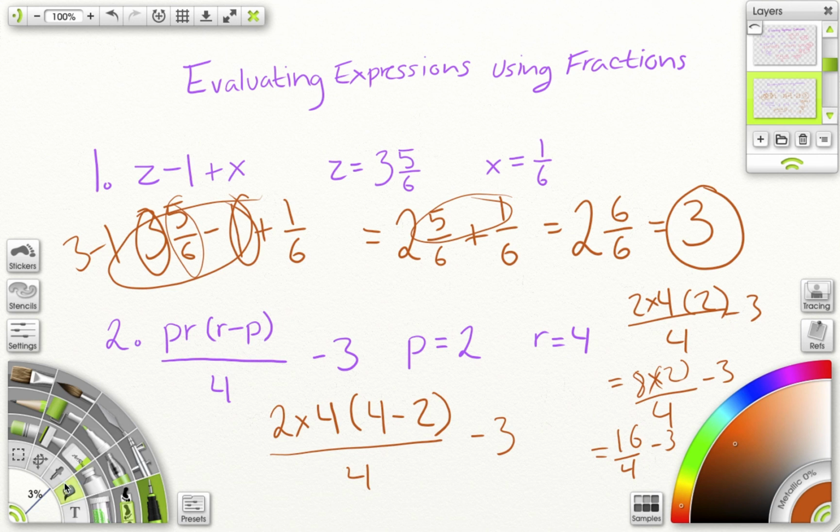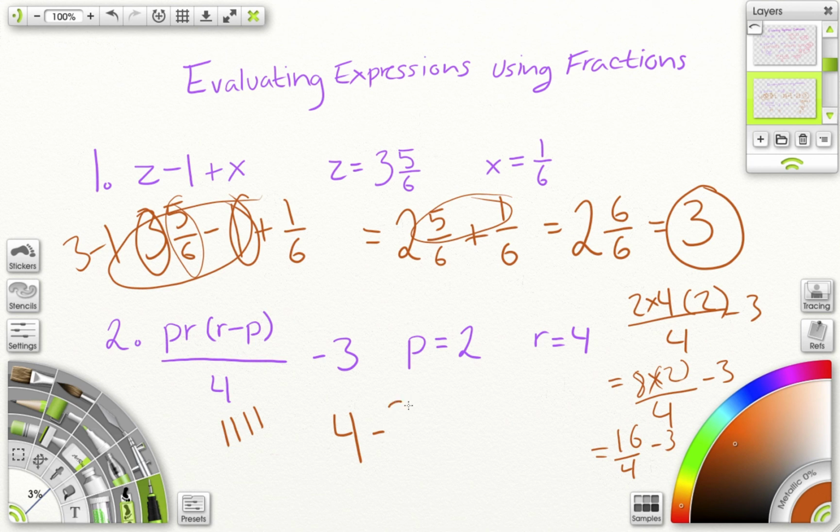Remember how when we were doing fractions, if you had an improper fraction as your answer, you have to put it into a proper form, which is a mixed number or a whole number. In this case, how many times does 4 fit into 16 equally? 4, 8, 12, 16. It fits in 4 times equally, and there's nothing left over. So I have 4 wholes. So 16 over 4 equals 4 wholes.